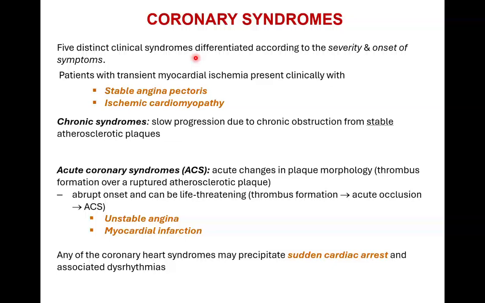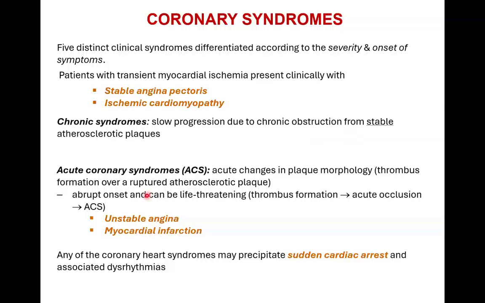So we've got things like stable angina pectoris and ischemic cardiomyopathy. Those are chronic syndromes. Chronic syndrome, just like think of chronic myelogenous leukemia. You would have done neoplasia, or you may have done neoplasia by now. It's something that is slow progressing and slow developing. Usually you see these two when you've got a stable plaque.